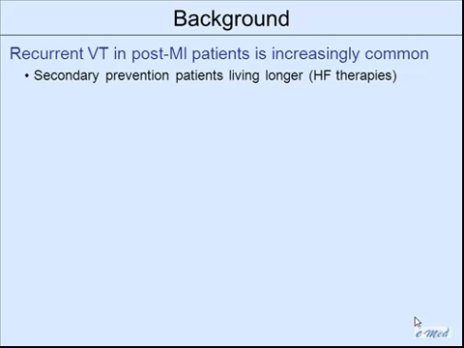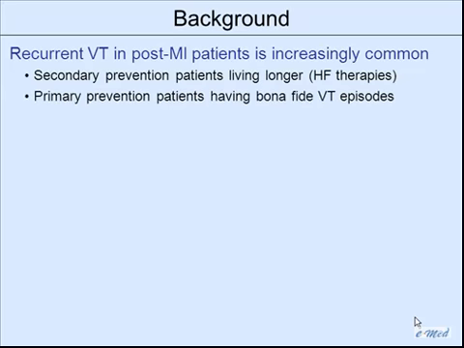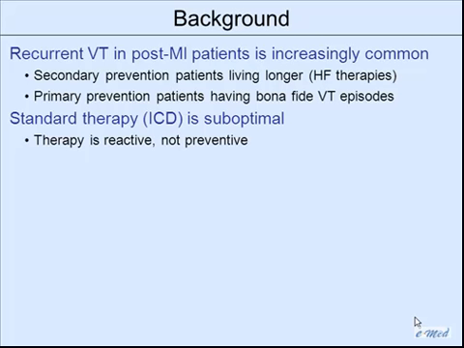post-infarct patients. This is because of a couple of things. Our secondary prevention patients are living longer because of heart failure therapies, and our primary prevention patients are actually having some arrhythmias, not all just permanent primary prevention. And we all know that, as you're finding in your registry, and I applaud that initiative, that ICD therapy is far from optimal. We have inappropriate shocks. Shocking is bad. Everybody knows that nowadays.